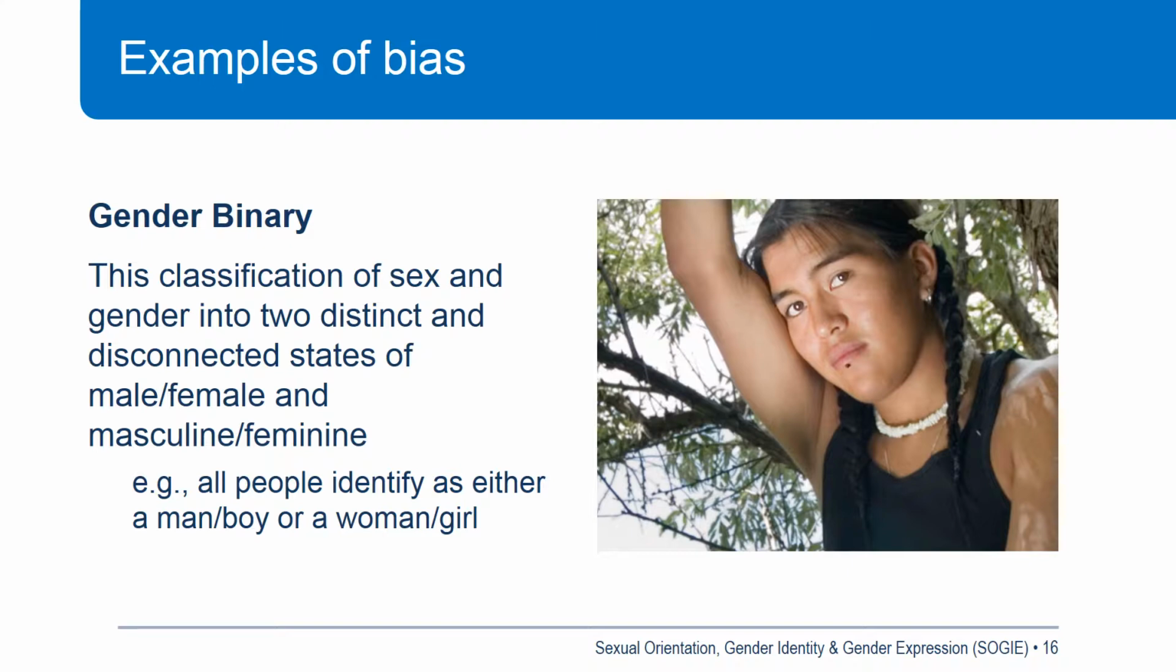While gender norms fit into some people's experience with gender, they don't fit with everyone. Gender norms can limit us from all being fully ourselves. The gender binary is the classification of sex and gender into two distinct and disconnected states: male, female, masculine, feminine. And so it's this example that we assume all people identify as either a man or a woman or a boy or a girl. We see this with jobs and gender roles where people may be excluded, often informally, from a certain occupation or a career goal. For example, nursing may be seen as a career for females and firefighters for males.